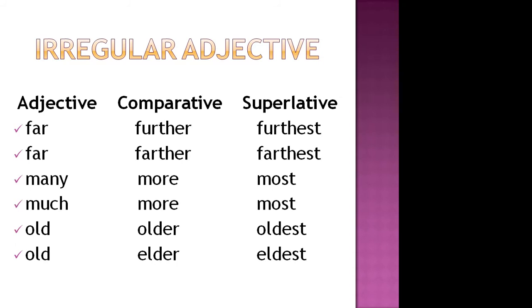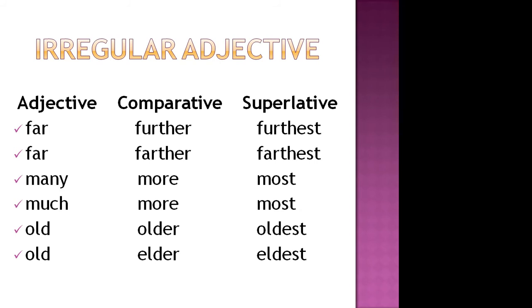Many, more, most. Much, more, most. So many is for counting, that is countable nouns, and much is for uncountable nouns. And comparative and superlative in both the cases of much and many is the same.